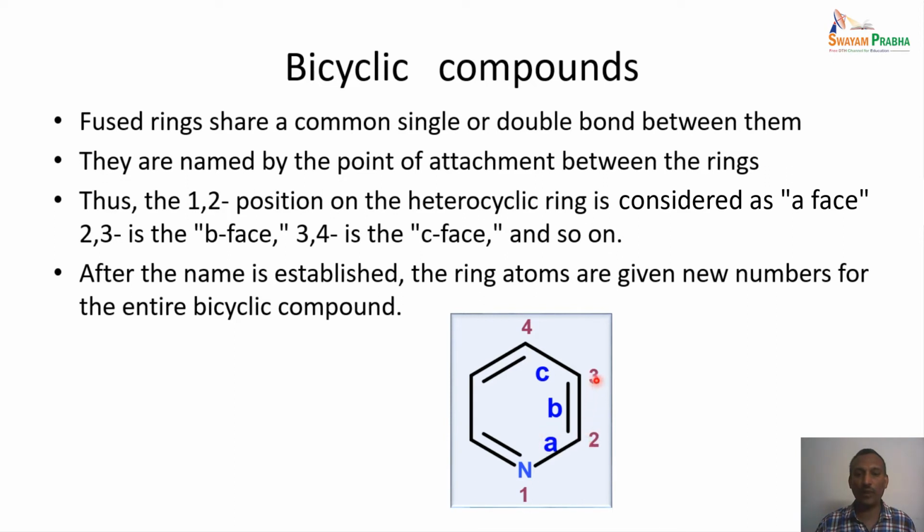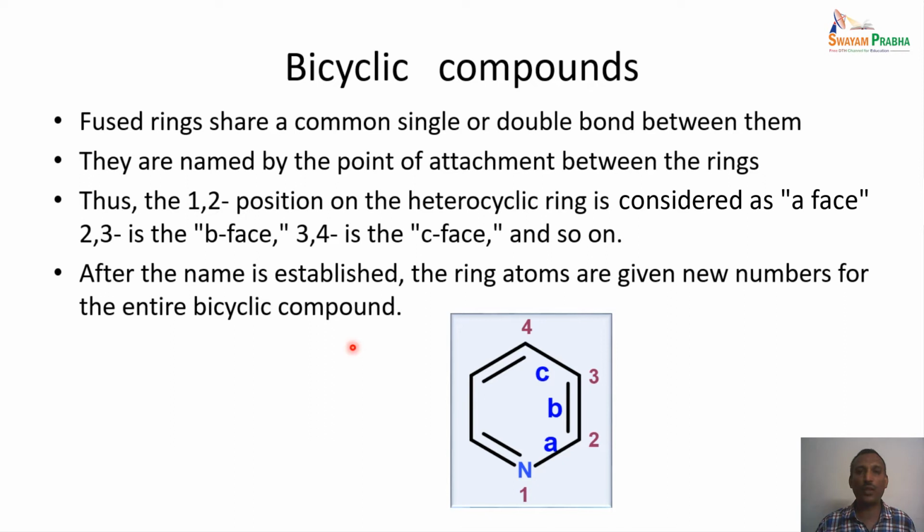And if the fusion takes place between the 2 and 3 bond, that is the B face. And if it is between the 3 and 4 bond, that is called the C face. So like that we have to name the faces for this particular system. So this is mainly for the parent system. So whatever is the parent system, based on that we assign A, B, C faces. After the name is established, the ring atoms are given new numbers for the entire bicyclic compound. So this is how the rule starts.